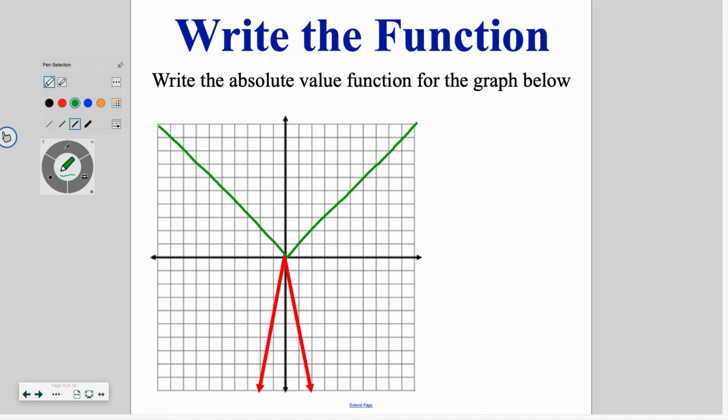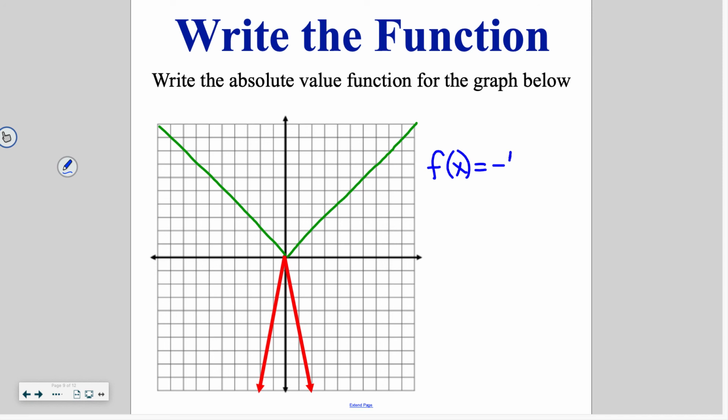So when I'm writing my new function, I'm going to start with f of x. And then to get it to flip over, we're going to have a negative. That's what flips it upside down. And then originally, we were going up by 1 every time. Now if I'm looking at this function, as I'm going over 1, I've got to go down 1, 2, 3, 4, 5 spaces. So instead of having just regular f of x equals absolute value of x, we've changed the slope of that function to be negative 5.